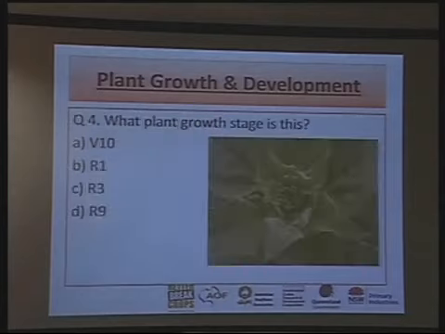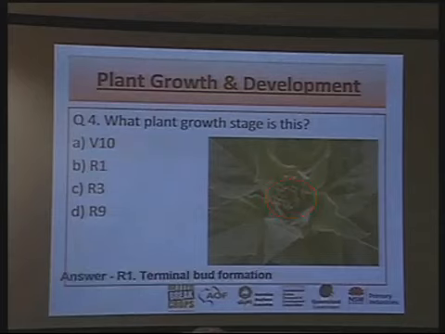I think that ends the hard part of the questions. So now we're down to this 1 in 4 chance of being right. These questions, pretty much all of them relate to the pictures on the screen. So number 4, what plant growth stage is this? R1, spot on. We can see that there's this star-like appearance, bud initiation. And so that's called R1 or terminal bud formation.